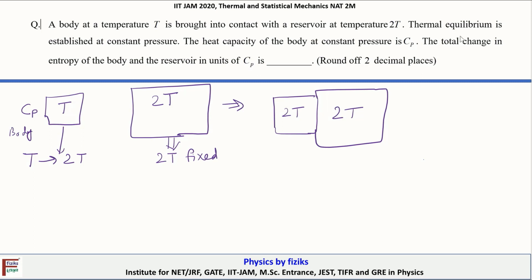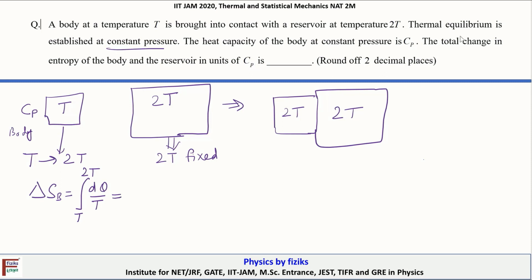Okay, now we have to evaluate the total change in the entropy of the body and the reservoir. So let's try to find out what is the entropy change for the body first. If I call the entropy change for the body as delta S B, where B stands for the body, this is given by dq by T, and the temperature is changing from T to 2T. It's also given that the process is taking place at constant pressure.